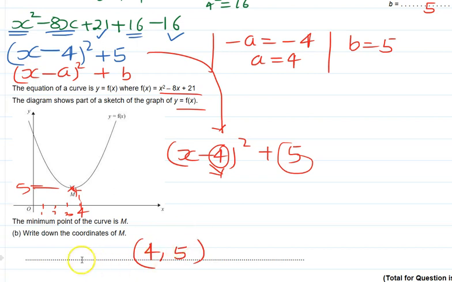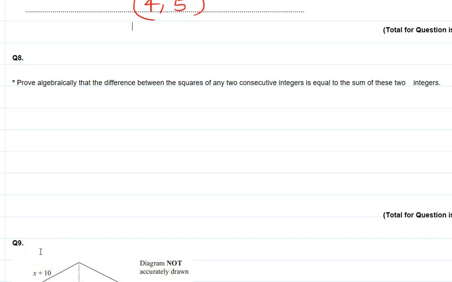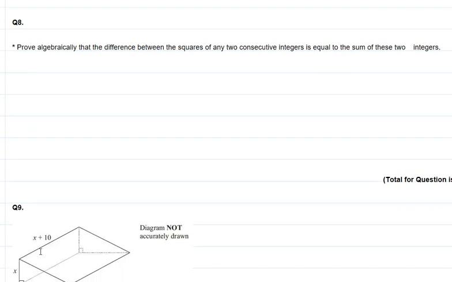Okay, now if you see here, they are asking you to prove algebraically the difference between the squares. The important keyword is the squares of any two consecutive integers. Here I just want to explain consecutive integers. When they say this, you can take x, x plus 1 and x plus 2, these are consecutive integers here. I'm writing it short, consecutive integers.